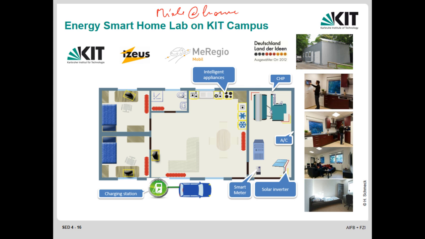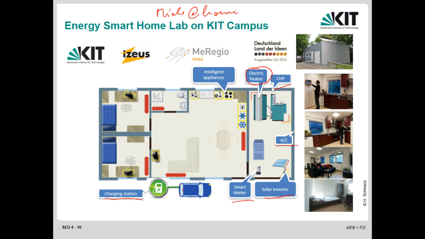So we have these appliances, we have a combined heat and power plant, we have air conditioning, we have a solar inverter because there are solar panels on the rooftop, there's a smart metering system, there's a charging station outside so we can charge electric vehicles, and then there is an electric heater.